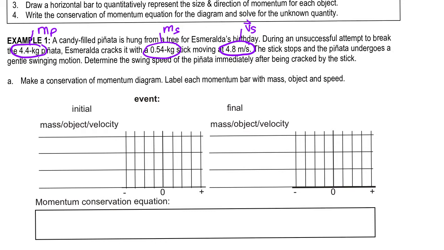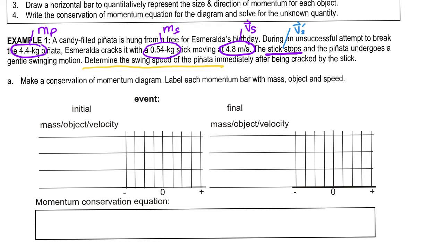Now, when the stick hits it, it says the stick stops. And so my after velocity is going to be that little v prime of the stick. And the piñata undergoes a gentle swinging motion. And then it tells us to determine the swing speed of the piñata. So what we're going to solve for is how fast the piñata moves after Esmeralda hits it with the stick. Okay, so I have my basics here.